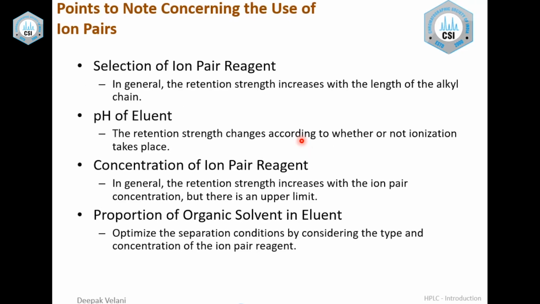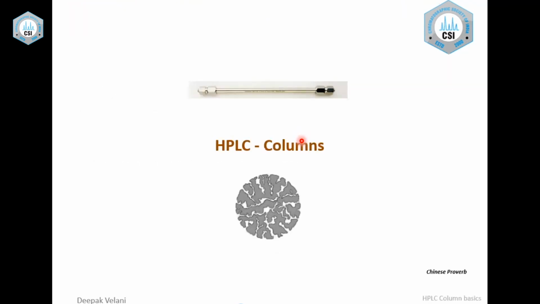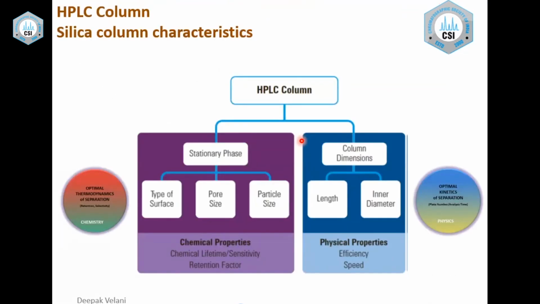Selection of the ion pair agent is very important. pH of the eluent is very important. Concentration of the ion pair agent is also important because it has to bond and at the same time has to equilibrate with the column. So it has to bond with the eluent or the sample. Proportion of organic solvent in the eluent is also important because that will impact the overall bonding and elution.